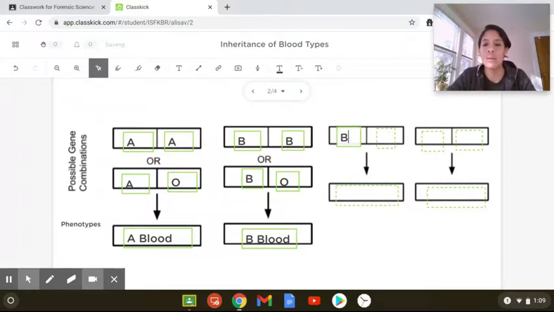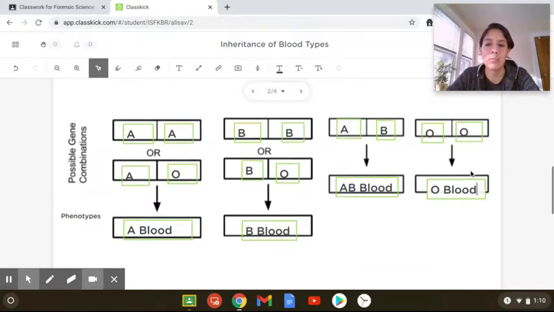If you have a B or, you have one A and one B gene. These are what we call codominant. They're both expressed, and you have AB blood. And lastly, if you have two O genes, you're going to have O blood. Since O is a recessive gene, you have to have them both. You have to get one from each parent in order to have the O blood type.